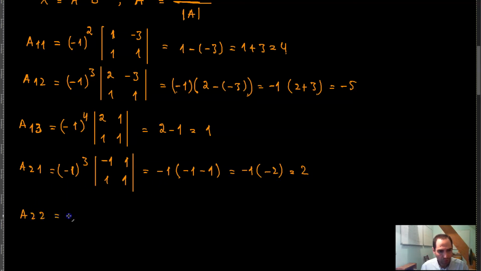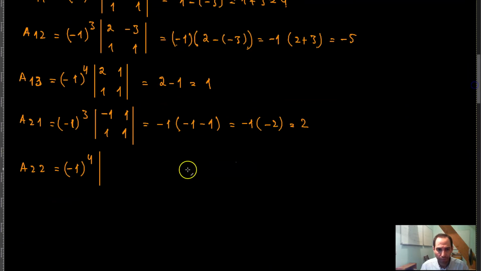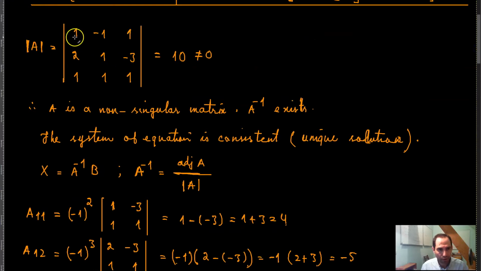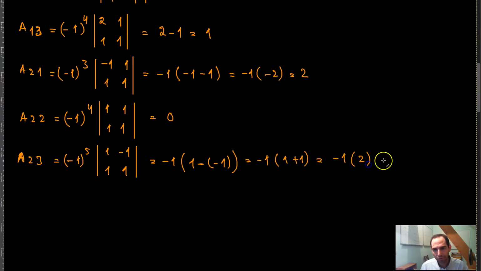A of 2, 2 is equal to negative 1 raised to the fourth power times the minor 2, 2. Delete this column, delete this row: 1, 1, 1, 1. This is 1 minus 1, which is 0, so this is equal to 0. A of 2, 3 is negative 1 raised to the fifth power times the minor 2, 3. Delete this row, delete this column: 1, negative 1, 1, 1. That is negative 1 times 1 minus negative 1, which is negative 1 times 1 plus 1, which is negative 1 times 2, which is equal to negative 2.